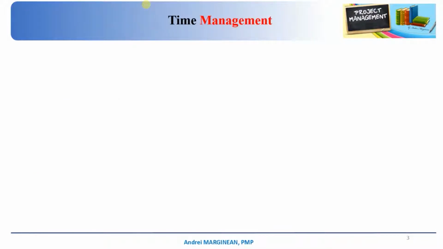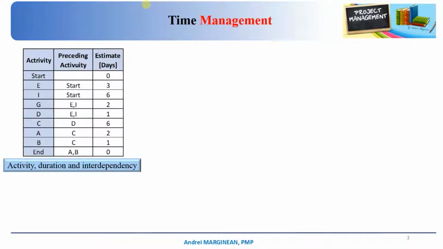Okay, as part of time management, let's see the activity list. First of all, we should build a list of activities like the one presented here. We should have on the first column the name of the activity, on the second column the preceding activity, and on the last column the estimated duration for each activity in case nothing bad happens.